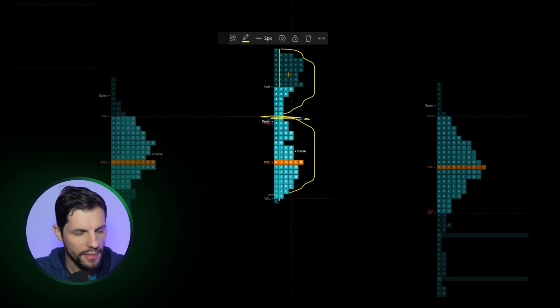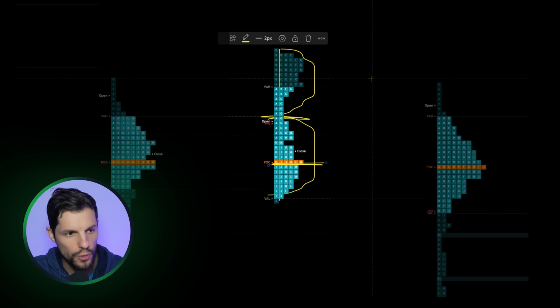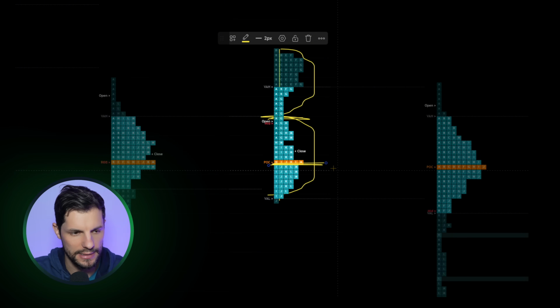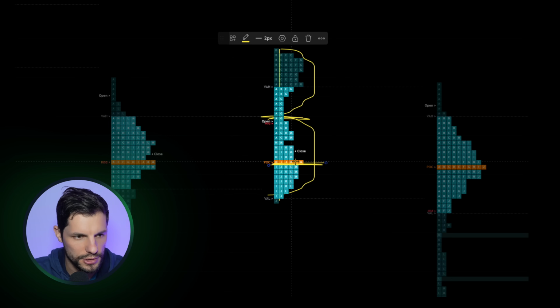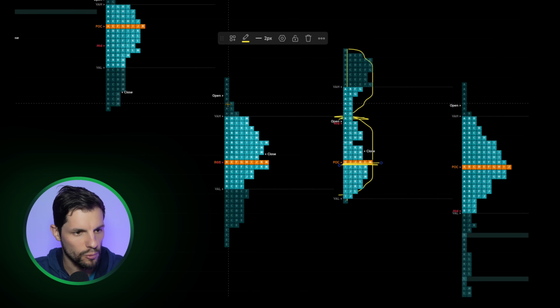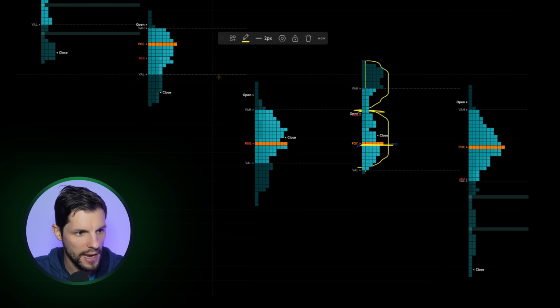However, when looking at a B-shaped profile, the point of control should be something to keep an eye on, because depending where the point of control is, it will show us whose side has been a little bit more dominant and where the sentiment is. And in this case, the sentiment was a little bit more bearish. So it is a trend continuation profile. So when you zoom out, you can see that the trend is down.